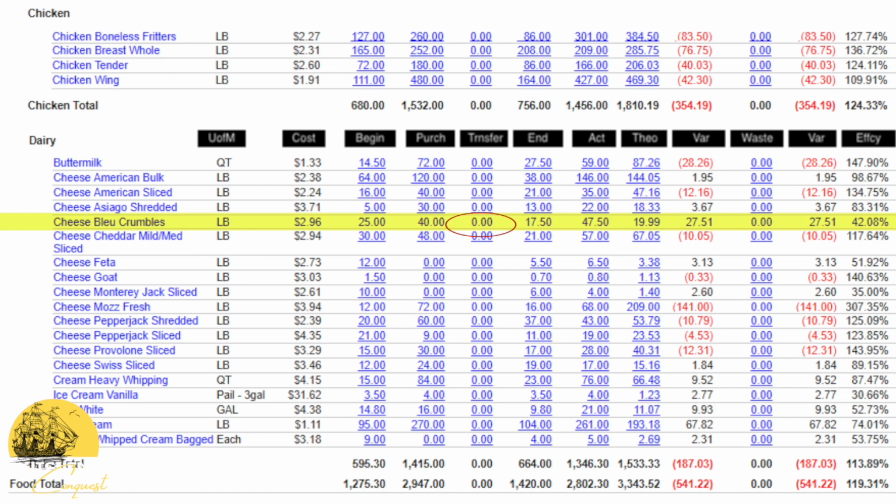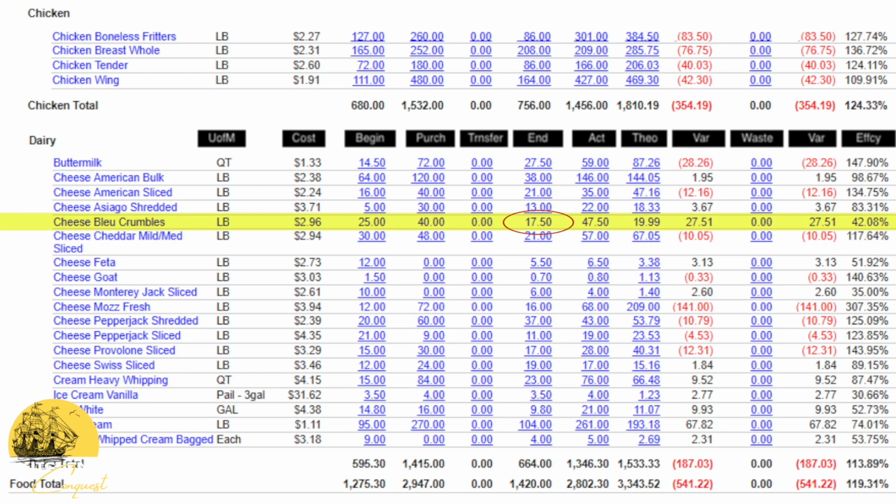Transfer, it says 0. Transfer is when you're near another restaurant and you borrow product from them. If we go across the street and borrow blue cheese, we're not actually paying for that blue cheese, but we're going to put it in under a transfer. That way it's still accounted for and we have accurate results in our inventory.